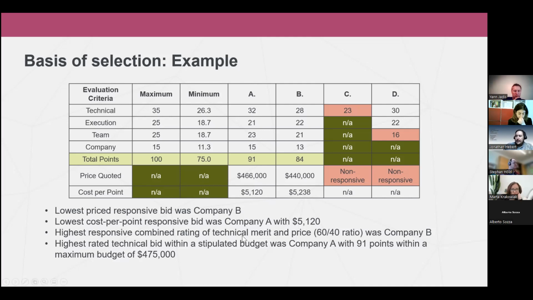Highest responsive combined rating of technical merit and price was company B. And there's also highest rated technical bid with a stipulated budget, which was company A. So if the budget was a maximum of 475,000, we can't go over that. Company A wins, even though company B had a lower price, because their technical score was higher, 32. So those are examples of how we may evaluate bids and how it can look different depending on the method of selection quoted. But again, how we evaluate these different things is going to be well documented in the solicitation document.